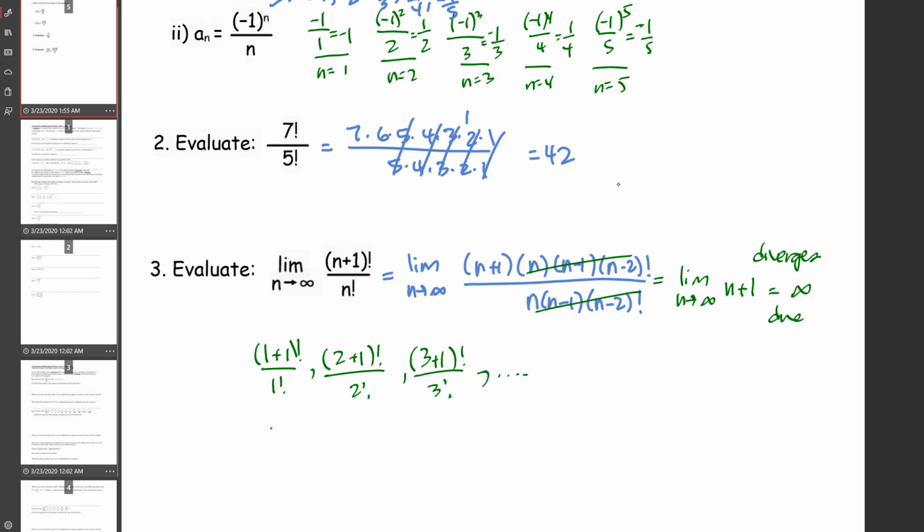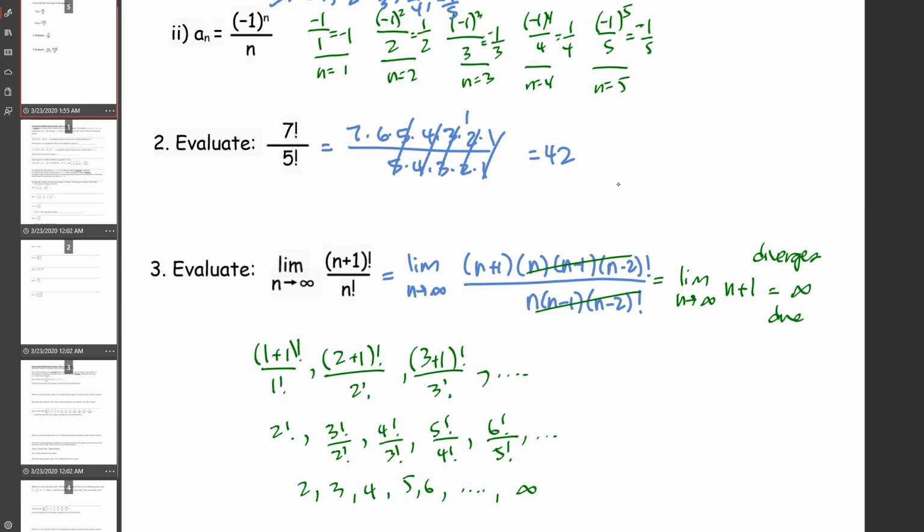So what is this? This is 2 factorial, comma, 3 factorial over 2 factorial, comma, 4 factorial over 3 factorial, and you can kind of see the pattern. This would be 5 factorial over 4 factorial, 6 factorial over 5 factorial, etc. So this would be 2, 3, 4, 5, 6, and what's going to happen here? This approaches infinity, right? This increases without bound. All right, the answer here is infinity.